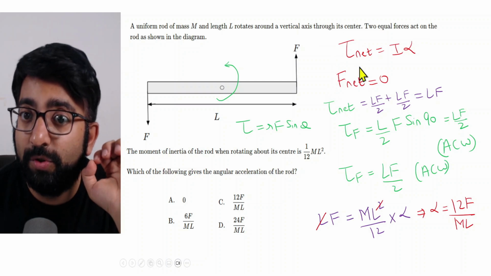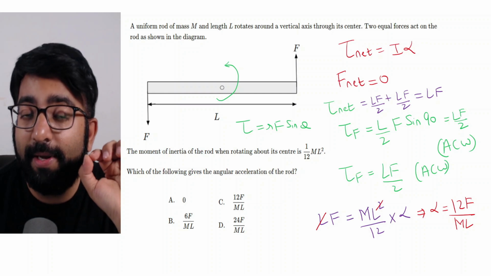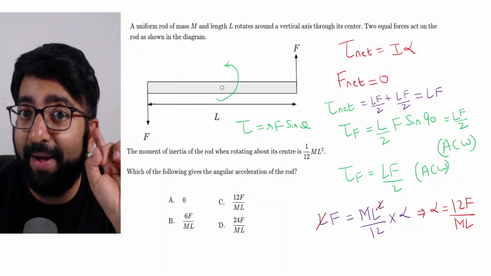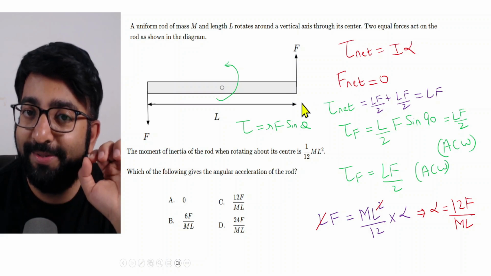And hence we have to use torque net is equal to I alpha only. Since there is no linear motion, we cannot apply F is equal to ma. And why is there no linear motion? Because the net force acting on the rod is equal to 0.